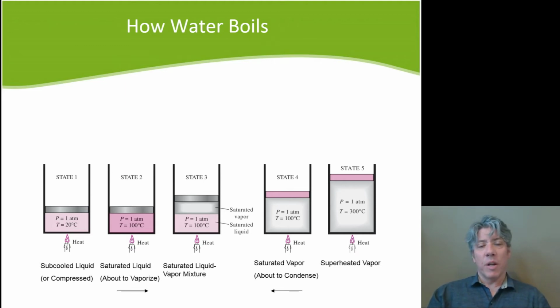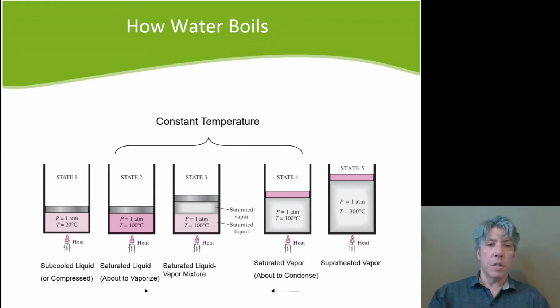The region where the water is not close to boiling and it's still liquid is called the subcooled or compressed liquid region. I already told you that state 2 is the saturated liquid, or about to vaporize, state. Saturated liquid-vapor mixture is present in state 3, and then saturated vapor is how we refer to something that is about to condense, where there's no more liquid but it's at the saturation temperature and pressure. And then the right-hand state, state 5, is referred to as the superheated vapor state. And of course, there's a constant temperature observed as the phase change progresses.